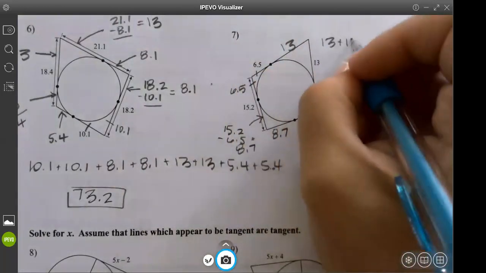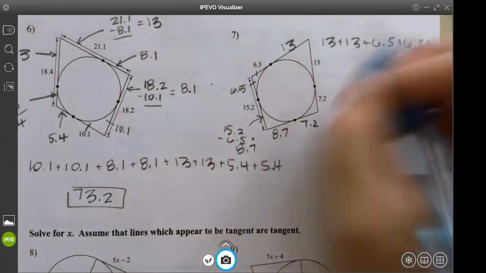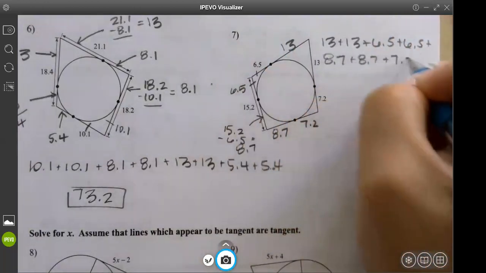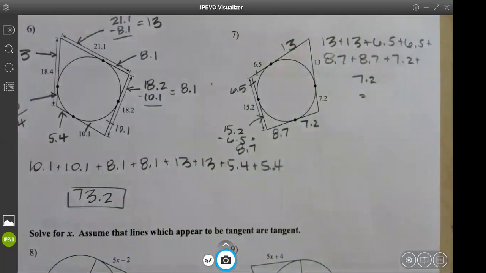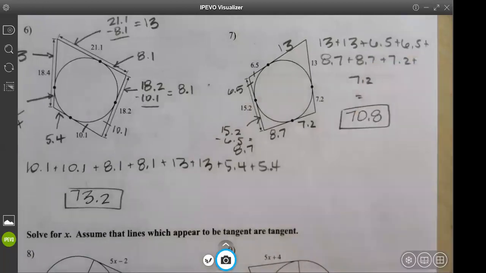I have two 13s. I have two 6.5s. I have two 8.7s and two 7.2s. So 13 plus 13, 6.5, 8.7, and 7.2 gives me 70.8. Any questions? All right.